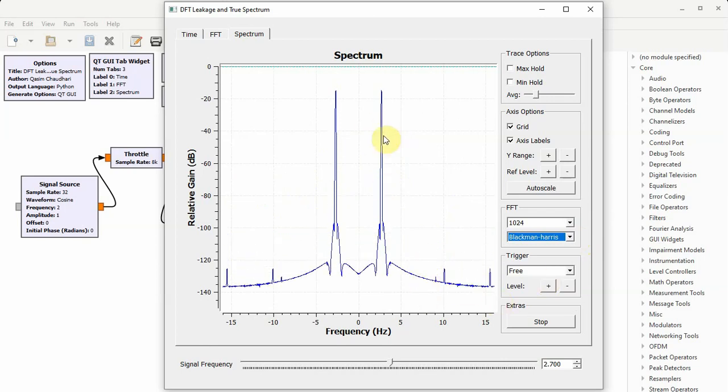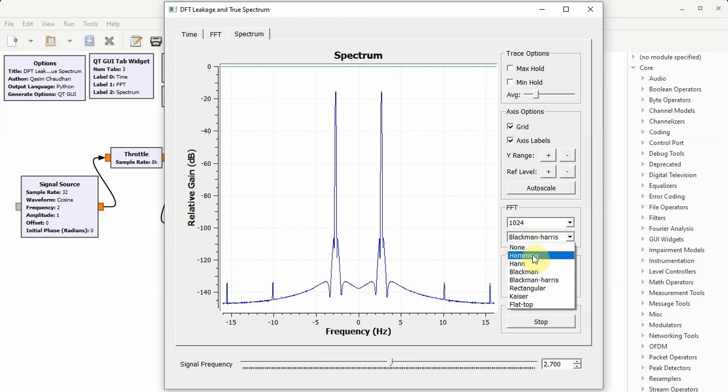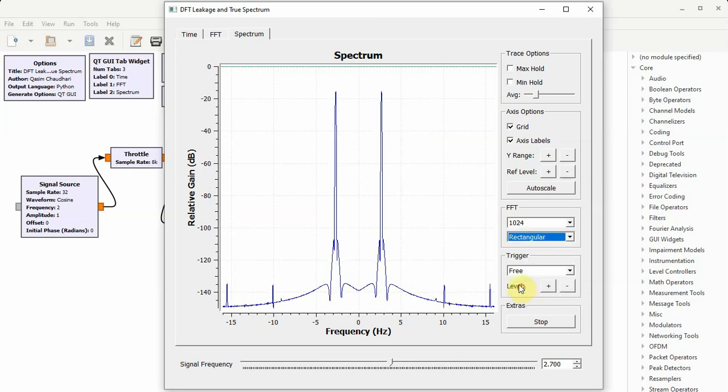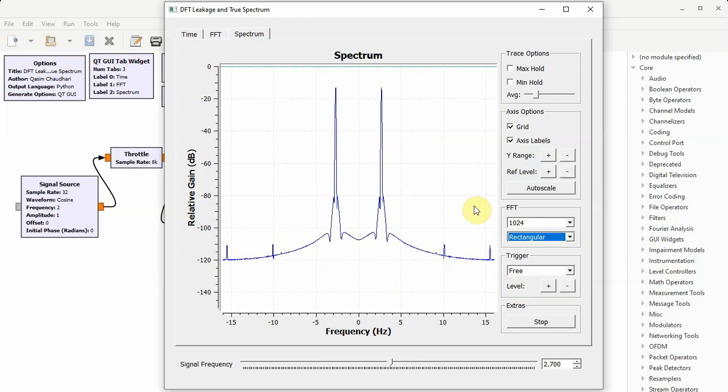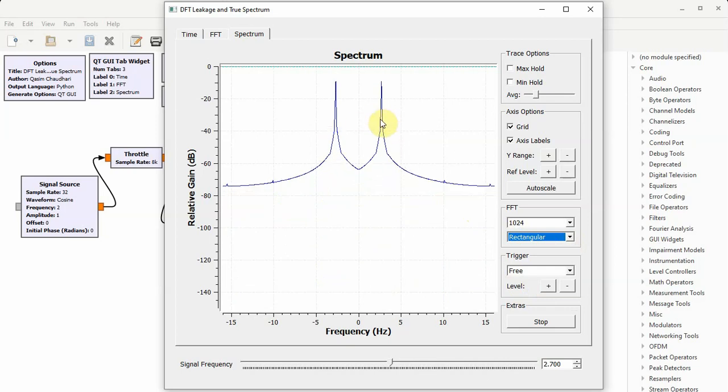One thing you might have noticed is that this decrease in side lobes comes at a cost of a wider main lobe. So for example, if I go back to rectangular, closely observe the width of the main lobe. So the main lobe width is decreased.